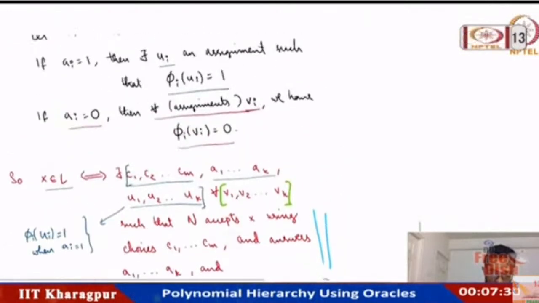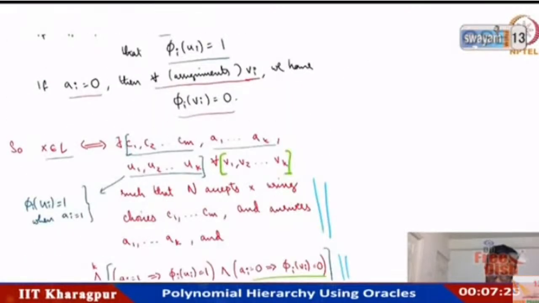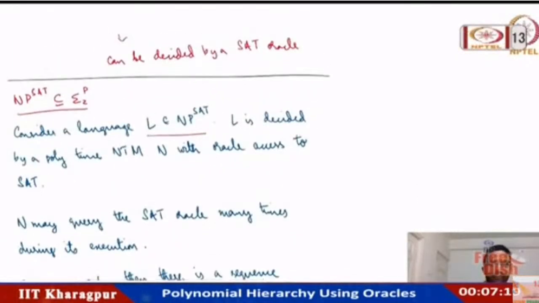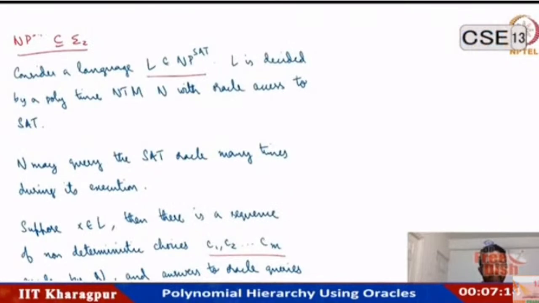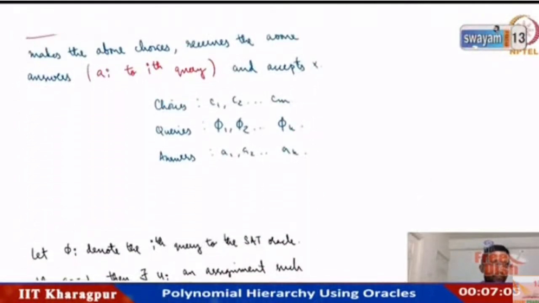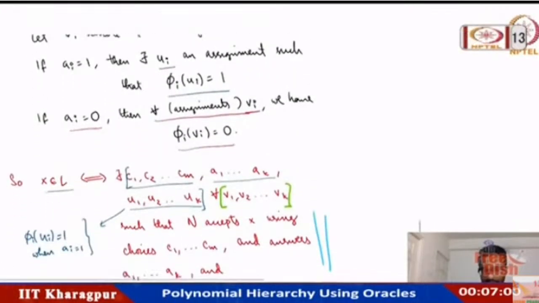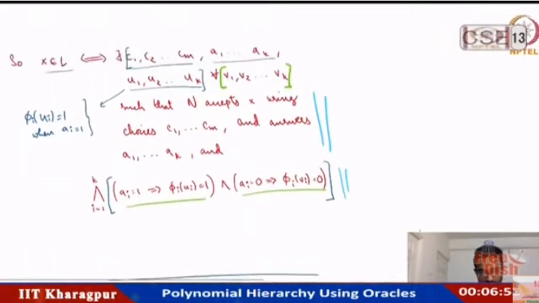So that is the proof that an arbitrary language in NP with access to a SAT oracle is contained in sigma 2p. Basically we write down what it means for a language to be in NP with access to a SAT oracle. Once we write that down, it's a bunch of non-deterministic choices with a bunch of queries and responses. We can then encode it with an existential and a universal quantifier followed by a deterministic polynomial time verifier. And that's about it.